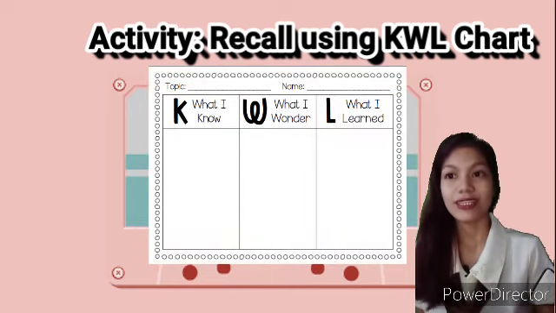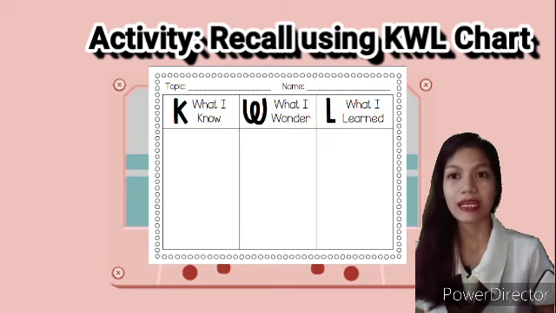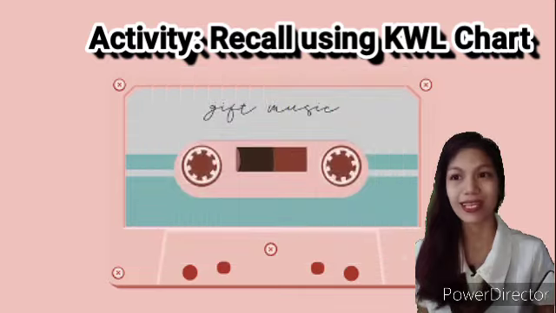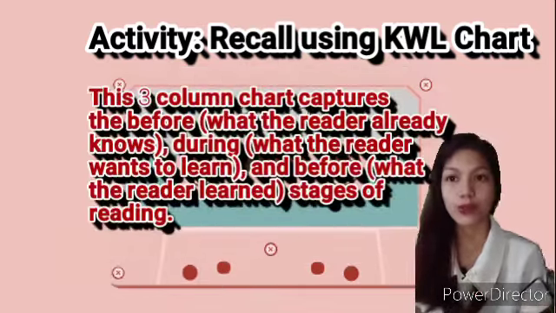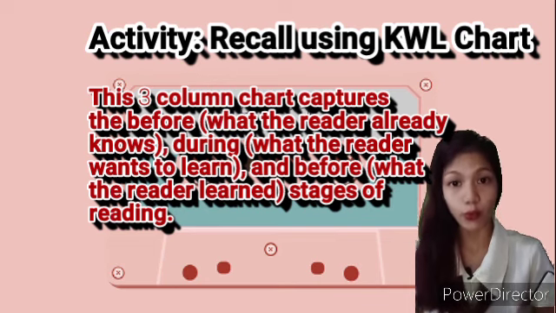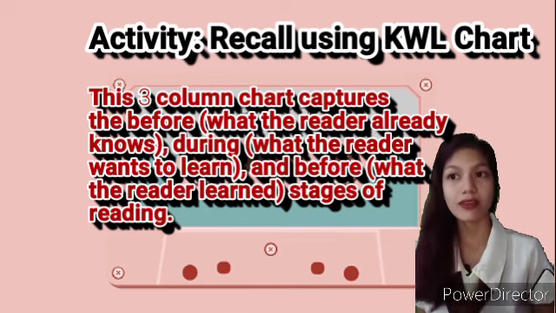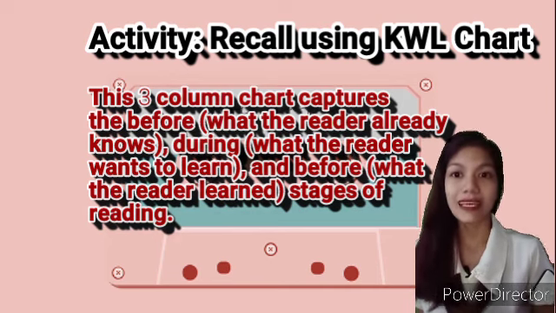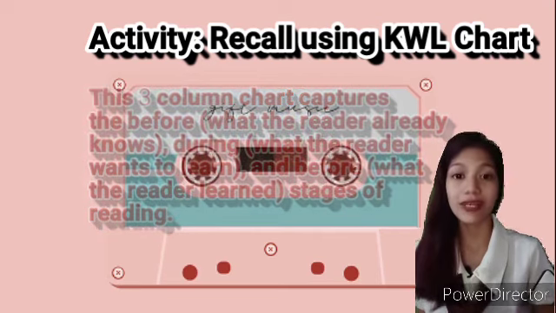A KWL chart is used for gathering information from the students' prior knowledge or experience. The columns capture the before, what the reader already knows; the during, what the reader wants to learn; and the after, what the reader learned in the stages of reading.